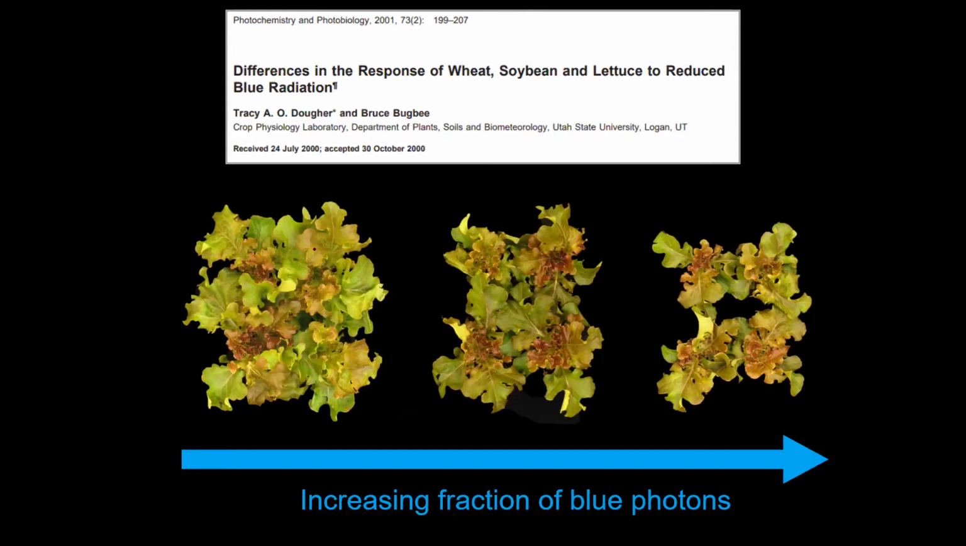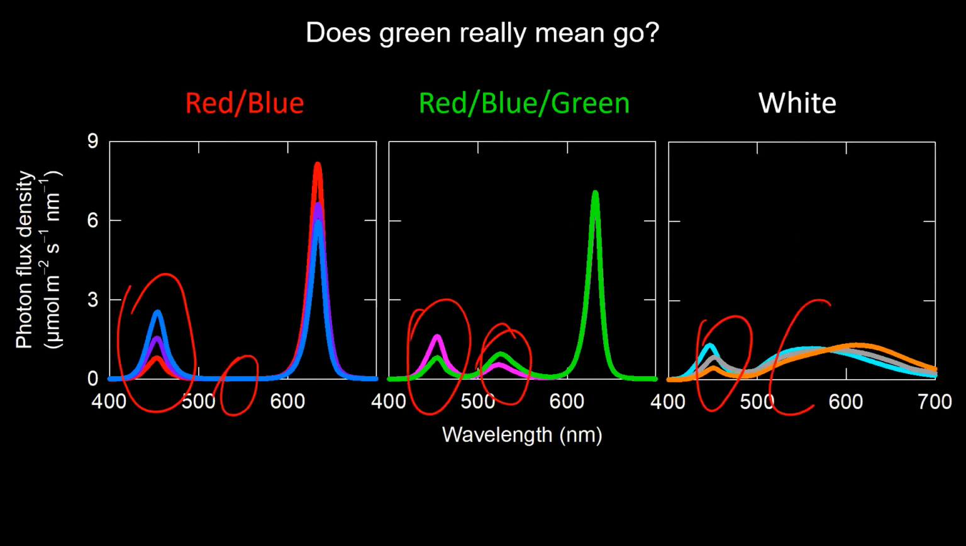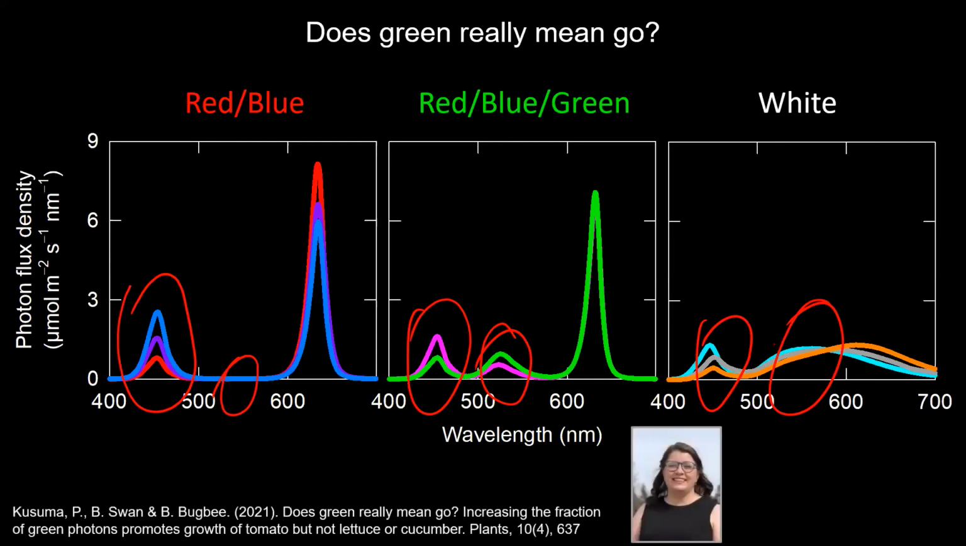Because blue light decreases leaf area and decreases dry mass like this, and because we expect that green photons will reverse this response, we wanted to ask the question, does green really mean go? So we developed an experiment that used these treatments. You can see a few different fractions of blue here, here, and here. And we had no green, a little bit of green, and a high fraction of green. And we were able to combine these in cucumber, lettuce, and tomato to investigate how these two responses affected plant growth and development. This was recently accepted for publication in the journal Plants.